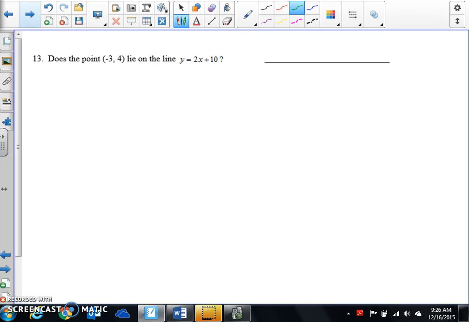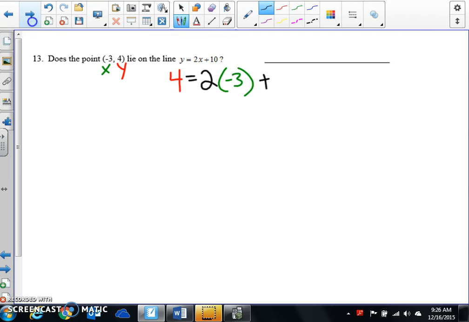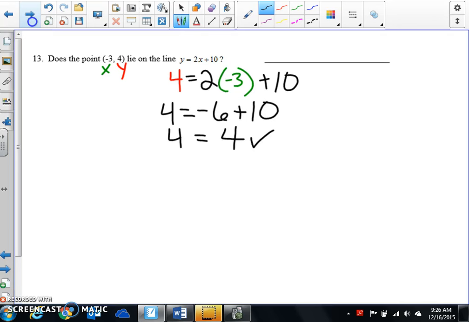Does the point -3, 4 lie on the line? All right, so all you have to do is this is your x value, and this is your y value. So I just plug in. So y is equal to 4 equals 2 times my x, which is -3, plus 10. And now I simplify. Over here I've got 4. 2 times -3 is -6. And -6 plus 10 is 4. 4 does equal 4, so yes, it does lie on there.